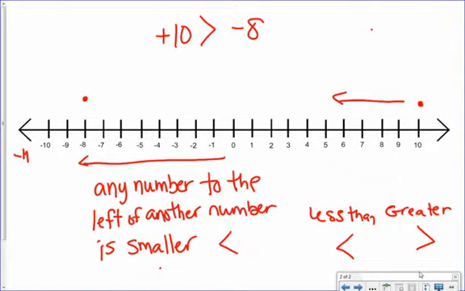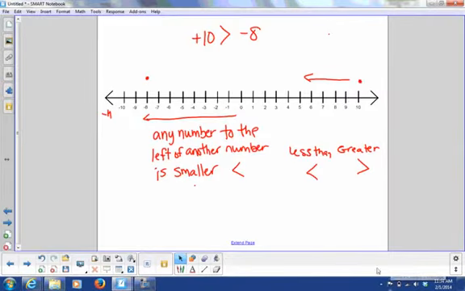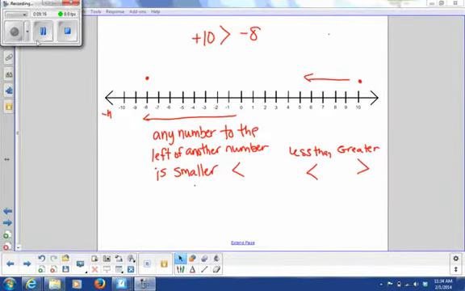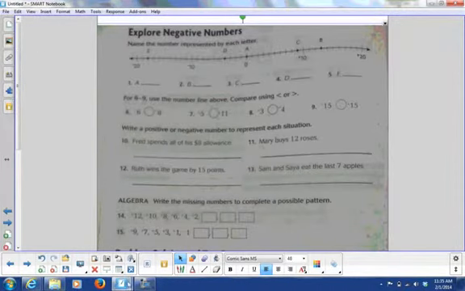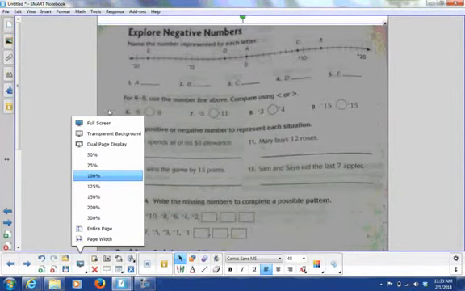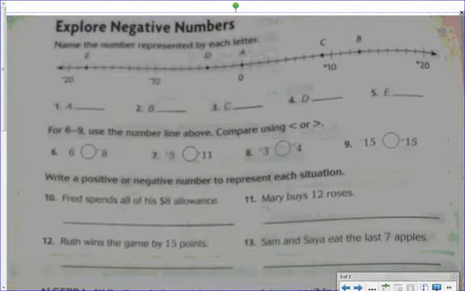Let's go ahead and take a look at our practice book page. If you want to get that out while I load it onto here. Okay, let's take a look at this one. See if we can figure out how to answer these questions together. Sorry, it's kind of blurry, I know. Just work with me here. It says name the number represented by each letter. You could be looking at your paper if this is too blurry to look at on the screen.